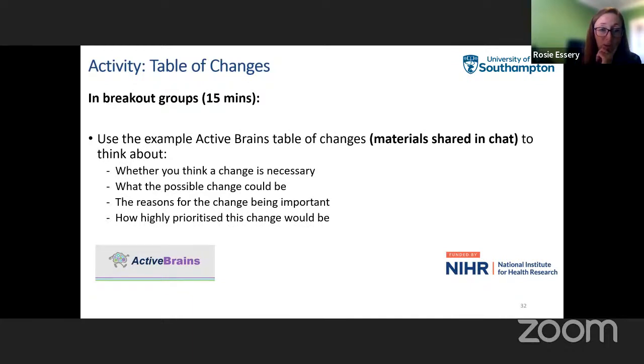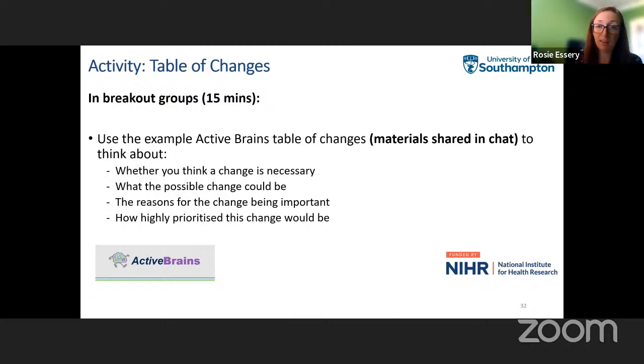make some decisions about changes to an intervention based on some sample feedback that we're going to give you. So we're going to share the document in the chat now. So the feedback that you'll see is closely based on some that we received on early versions of an intervention called Active Brains. And this is a digital behaviour change intervention which aims to protect older adults' cognitive health through encouraging them to engage in physical activity, to engage in brain training type activities, and to move towards healthier eating patterns.